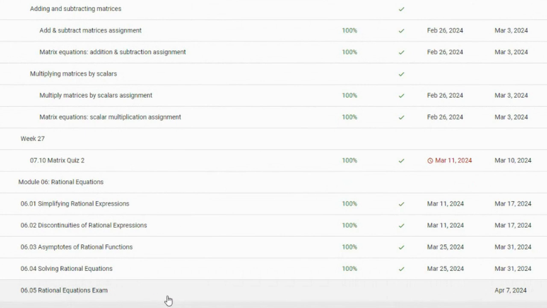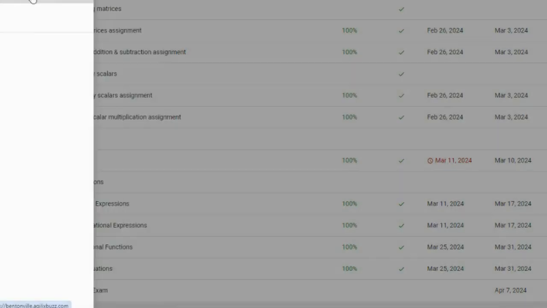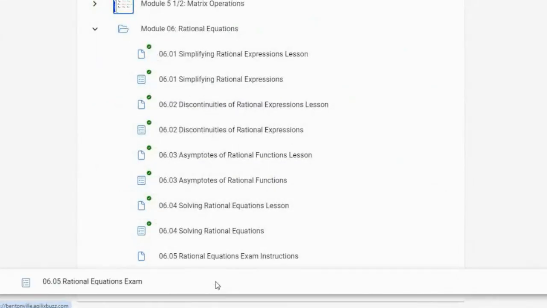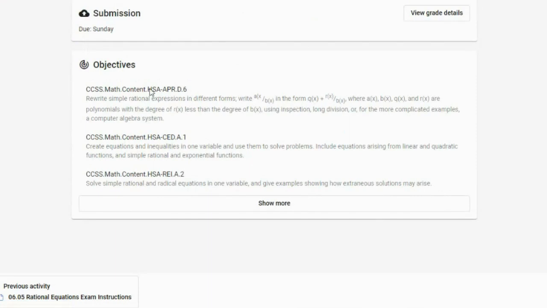We are finishing up module 6. Last week we had the asymptotes and how to solve rational equations. The week before that, we had how to simplify and find discontinuities or holes, and vertical asymptotes. So now we have just the test. Let's go ahead and take a look at the test. Let's go to 6.05 right there, rational equations exam.